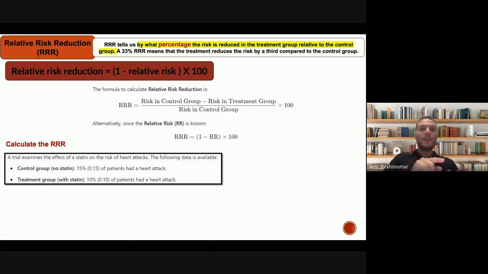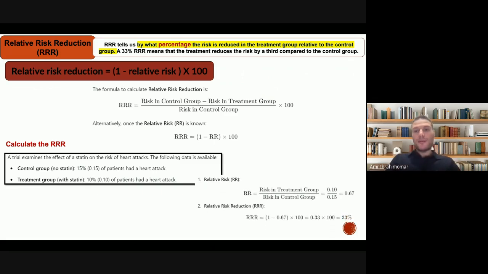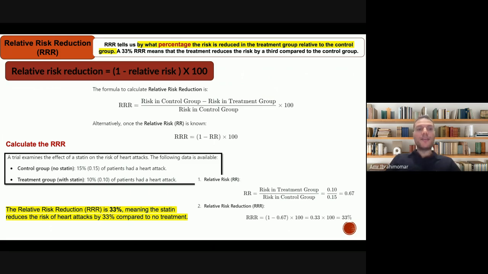Then the relative risk reduction is 1 minus relative risk, multiplied by 100. So it will be 33. What does that mean? That means 33% less, meaning that statin reduces the risk of heart attack by 33% compared to no treatment.